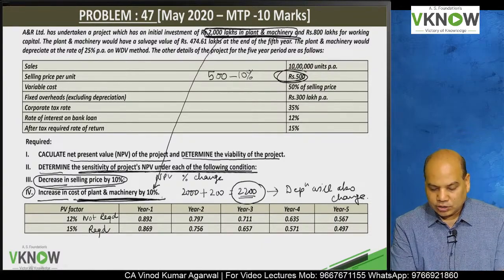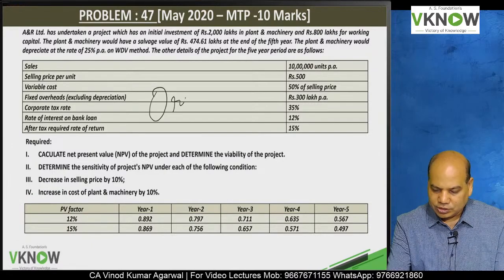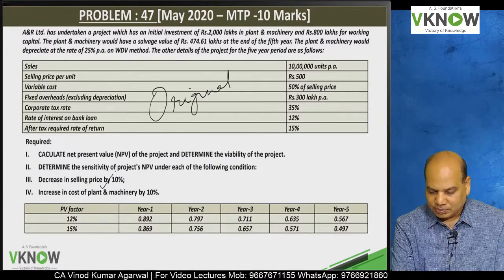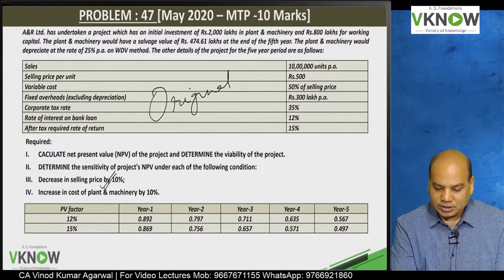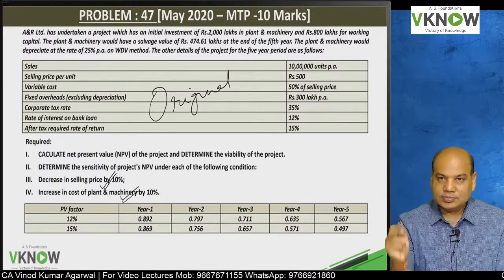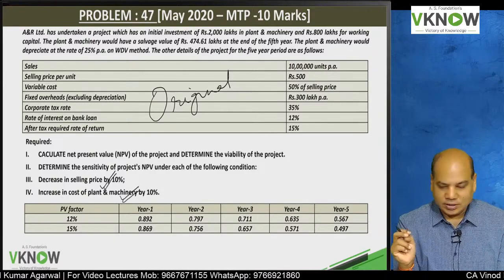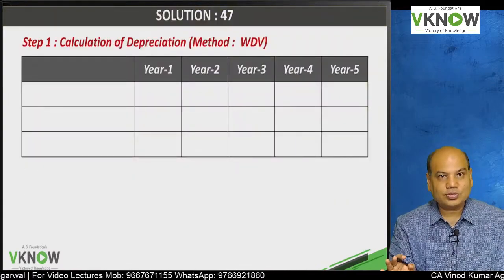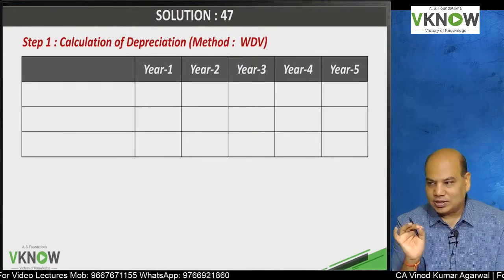So we have to solve this question 3 times. First, this original question. Second, selling price reduces by 10%. Third, plant and machinery cost increases by 10%. And there is taxation also, depreciation also. So therefore, question is lengthy. Please practice in the notebook.